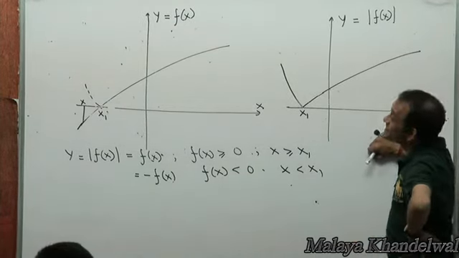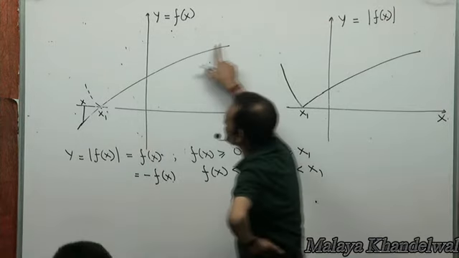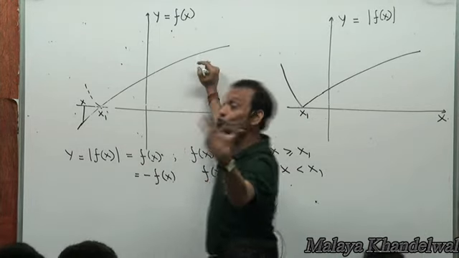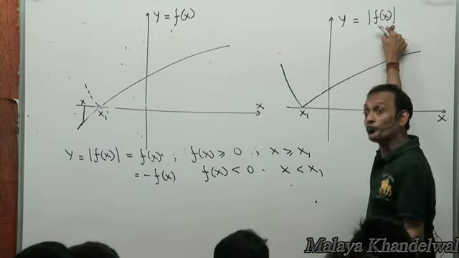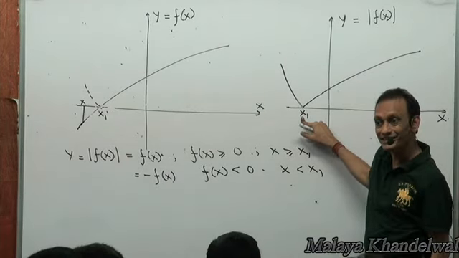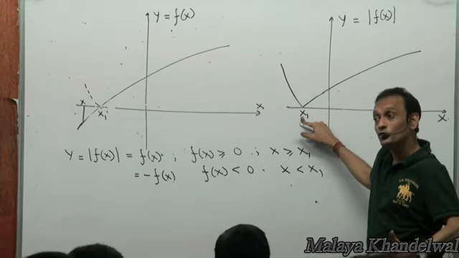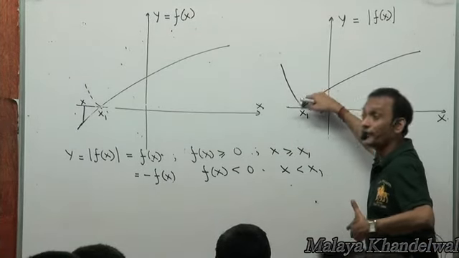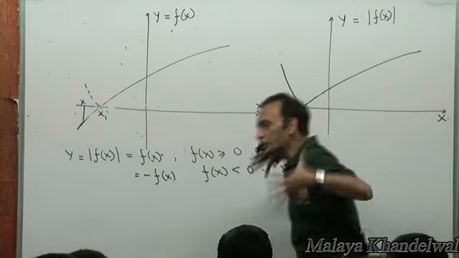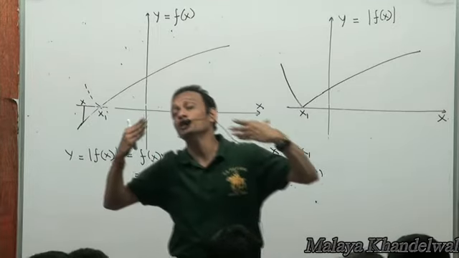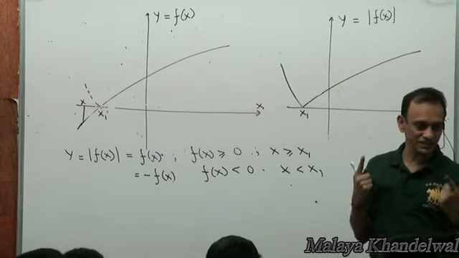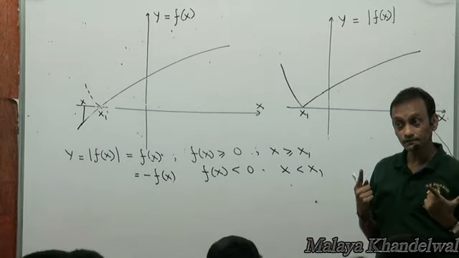And interestingly, for y equal to f(x), for example, there was no change of behavior anywhere. But the moment you took y equal to mod of f(x), there was a characteristic change brought about at x1. To the left of x1, it behaved one way, and to the right of x1, it behaved another way. Yes or no? So the moment you take modulus, you are in a certain sense inducing and inviting change of character, change of behavior of the function. Yes or no?